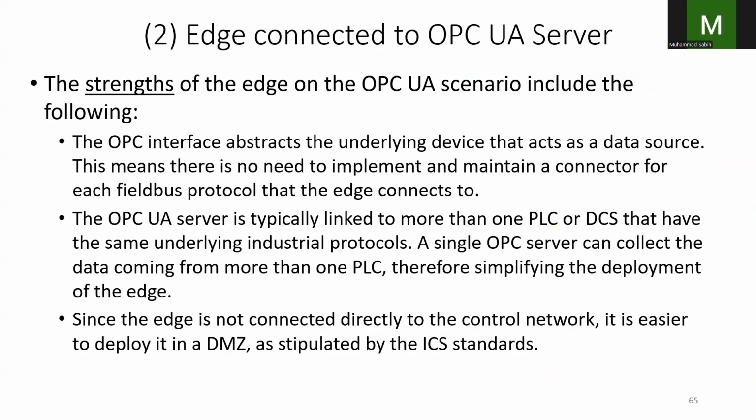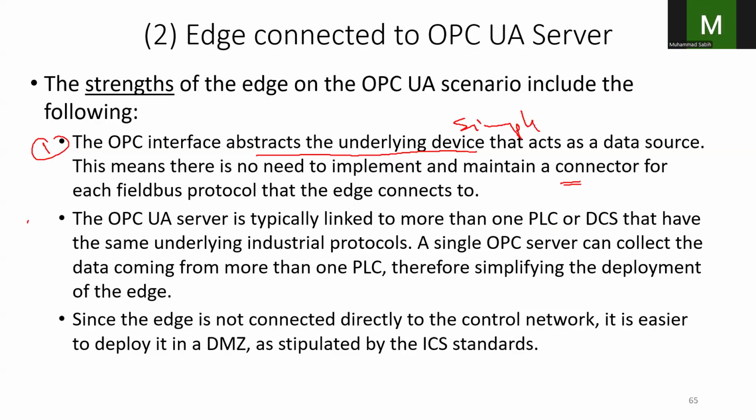Now let's go over the key strengths of OPC UA for the edge connection. The first is that the OPC interface abstracts the underlying device protocols, so the edge does not need to worry about which field bus protocol the data originates from. It only talks to the OPC UA server. That means no need for field bus specific connectors. This is very interesting. We don't need to worry about specific connectors, making the edge setup simpler and more flexible.